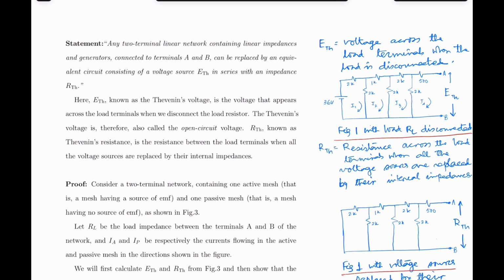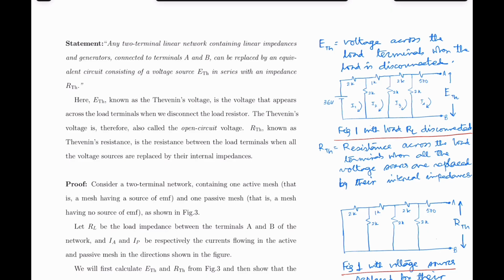So what is Thevenin's voltage source ETH? ETH is the voltage across the load terminals when the load is disconnected. If you consider the circuit shown in figure 1, then ETH is the voltage between the points A and B when the load RL is disconnected here. Everything else remains the same, but we have disconnected the load resistance. So the voltage between the points A and B is the Thevenin's voltage.